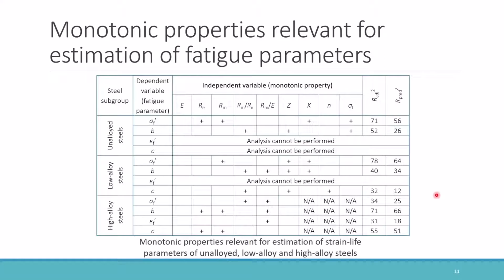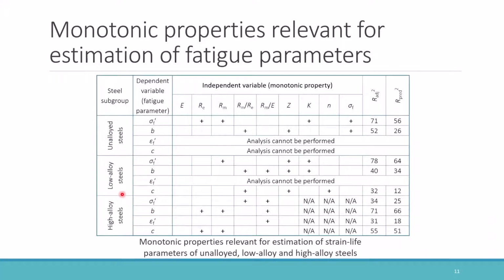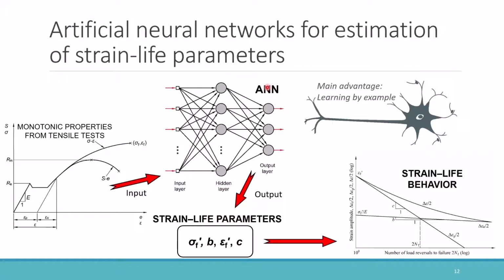Here you can see an overview of monotonic properties that were established as relevant for estimation of fatigue parameters. For some parameters, analysis could not be performed, so later on we used the most commonly available monotonic properties, tensile strength, yield strength, and reduction of area, for development of neural networks. We took the monotonic properties determined on the previous slide and developed neural networks; outputs from the neural networks were strain life parameters, and then we calculated strain life behavior.